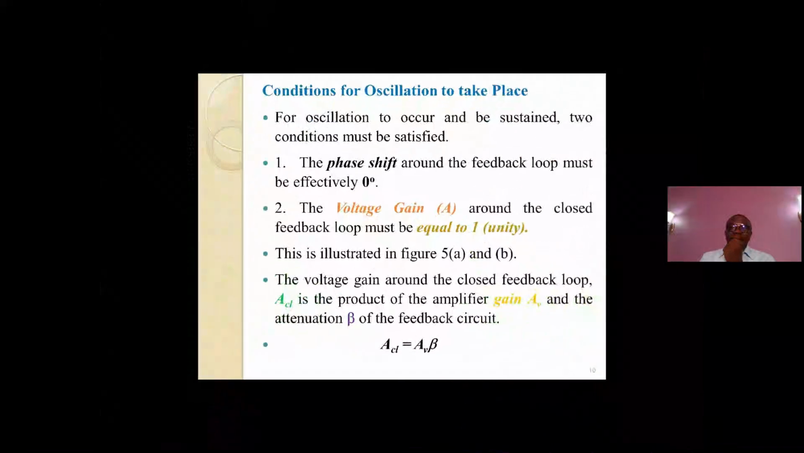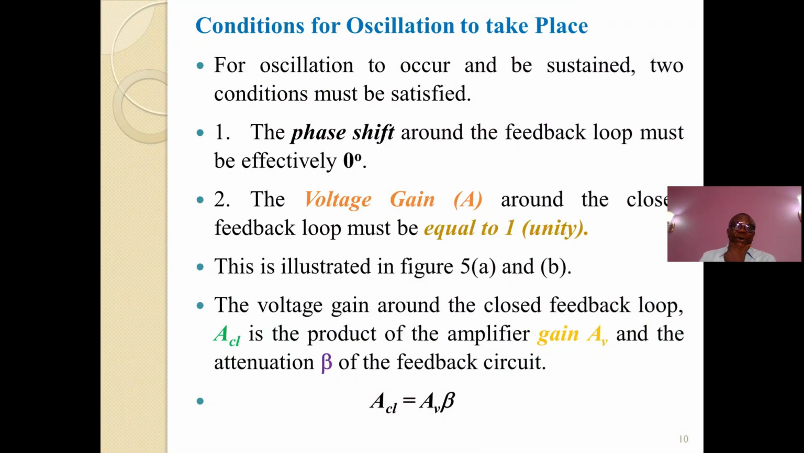Now, there are conditions for oscillation to take place. For oscillation to take place, two conditions must be satisfied. One is that the phase shift around the feedback loop must be effectively 0 degrees. There will be no net phase shift. The second one is that the voltage gain A around the closed feedback loop must be equal to unity, must be equal to 1. This is illustrated in Figures 5A and 5B.